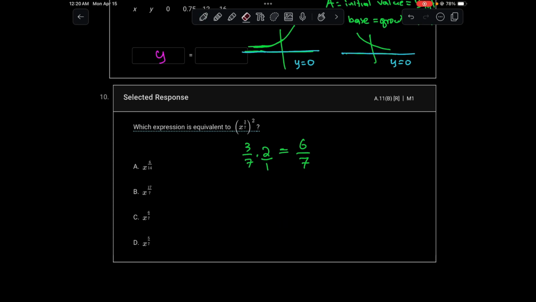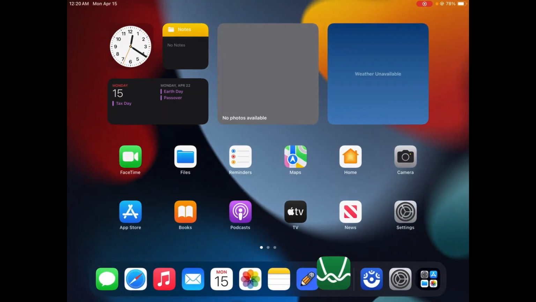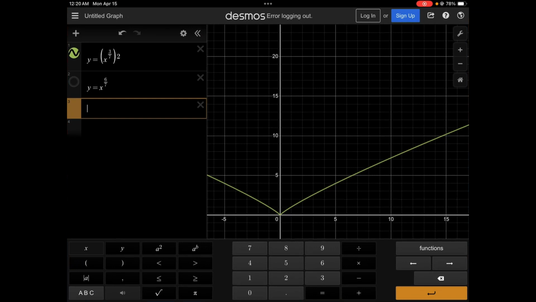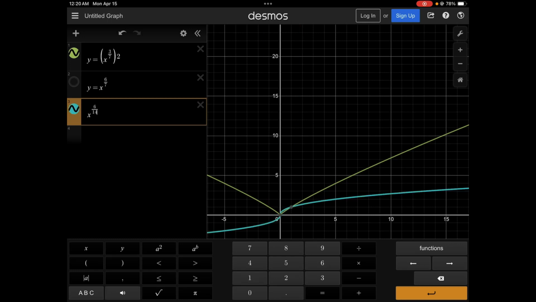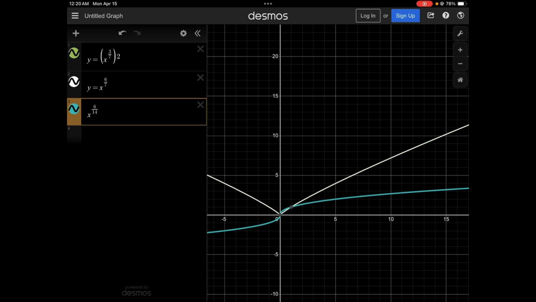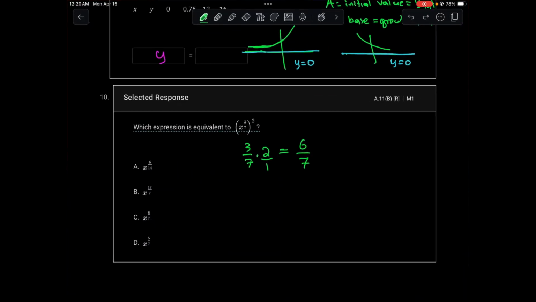But at the same time, we have the graphing calculator, and let's see what happens when we put the wrong answer here, 6 over 14. So x to the 6 over 14. We see that it's not the same, okay? We see that it's not the same. That's the correct answer. Okay, so let's move on.